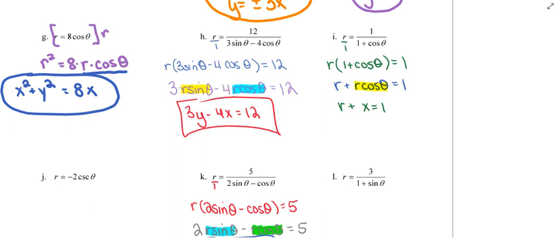And at this point, I've kind of come to a screeching halt because while I can replace that r cosine theta with an x, this r is going to be a little stubborn and a little bit difficult. I don't have anybody to replace him with. So here's how I'm going to deal with that. I'm going to solve for r by subtracting x from both sides.